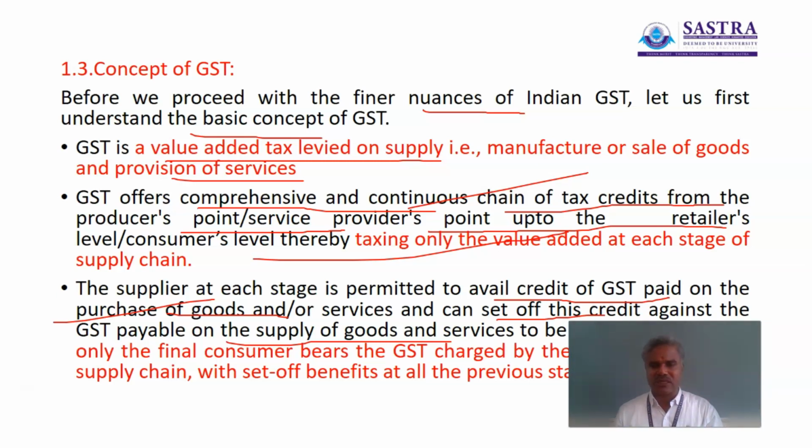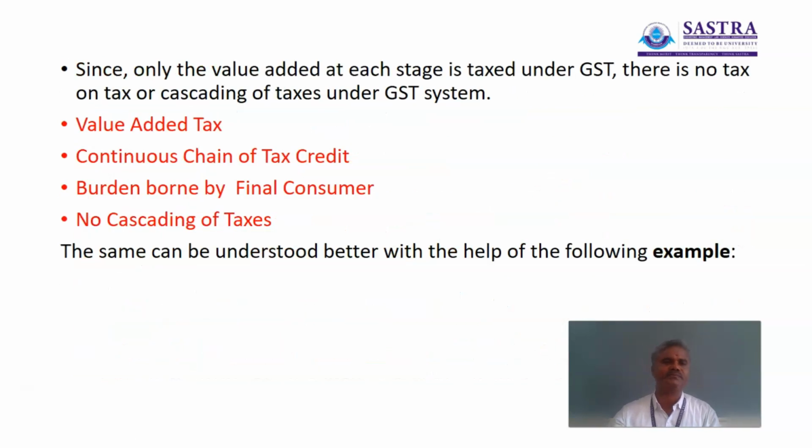Being a seller, you have to buy the product, then you will sell. When you buy the product, at that point of time, you have to pay tax on purchase. This is called input tax. So now you set off this input against the output tax at the time of final settlement. Since only the value added tax at each stage is taxed under GST, there is no tax on tax or cascading of tax. So I mentioned earlier, GST is not a cascading tax.